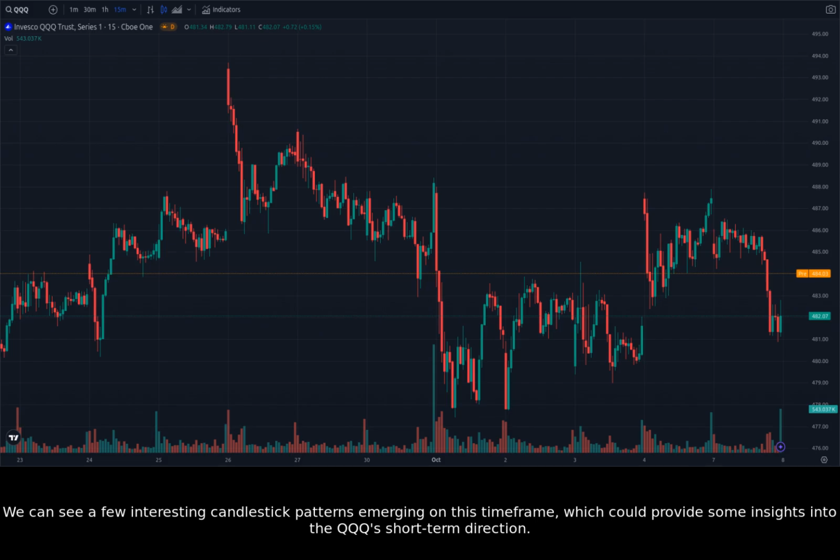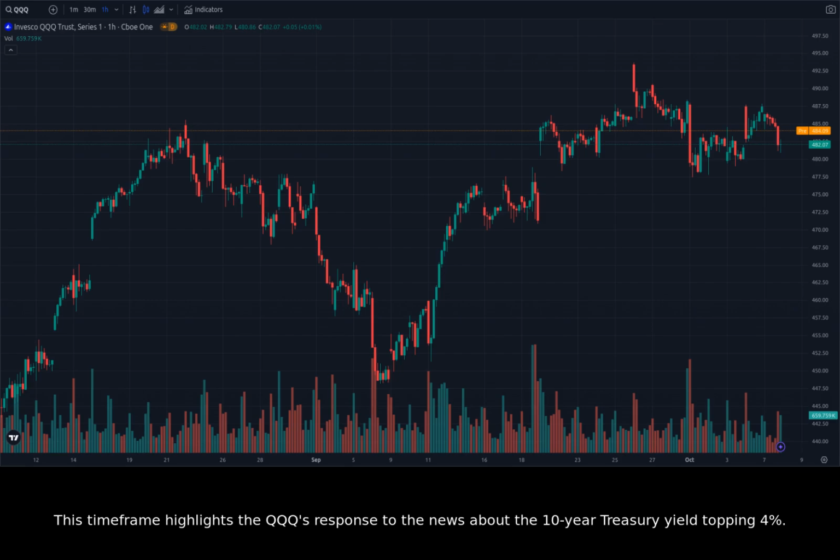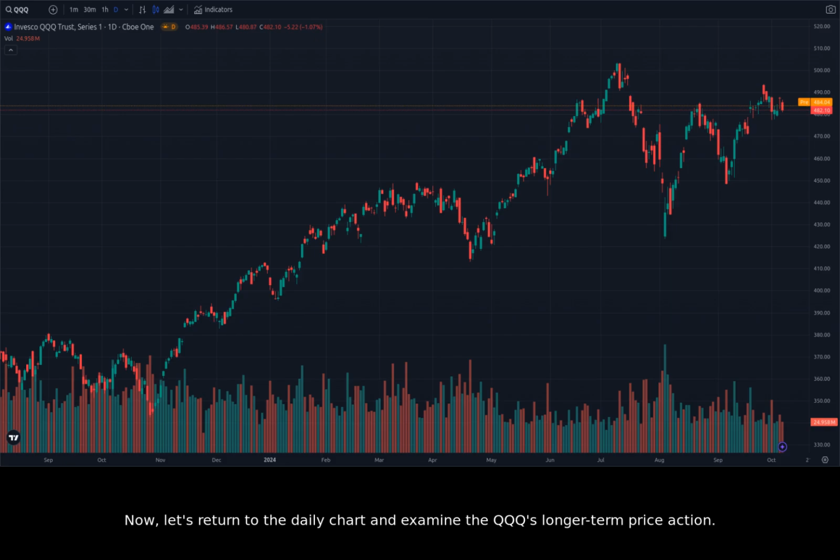QQQ's short-term direction. Let's focus on a specific range of candles on the 1-hour chart, from October 7th at 1600 hours Universal Time Coordinated to October 8th at 4 o'clock Universal Time Coordinated. This time frame highlights the QQQ's response to the news about the 10-year Treasury yield topping 4%. As we can see, the QQQ initially experienced a sharp drop, but then bounced back to regain some lost ground. This could be a sign that the market is not overly concerned about the rise in interest rates, at least not yet. Now, let's return to the daily chart and examine the QQQ's longer-term price action.